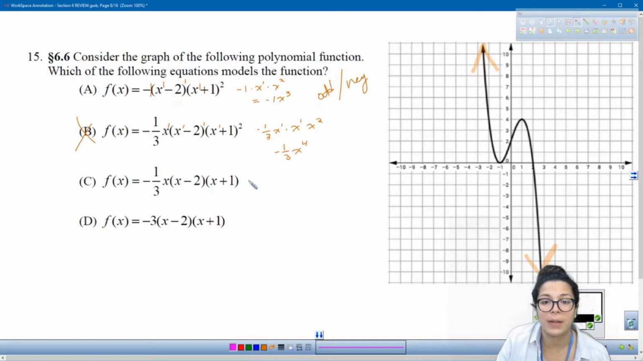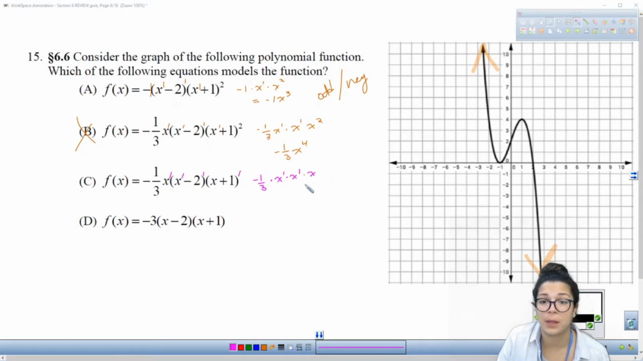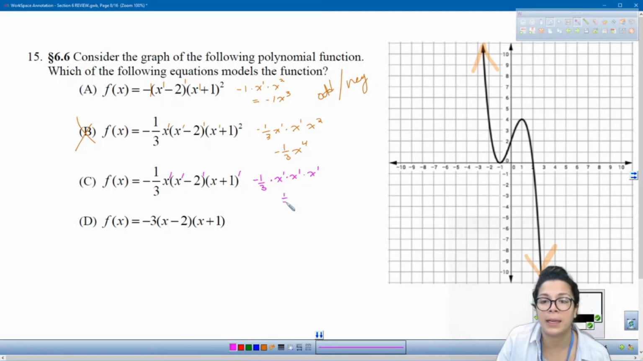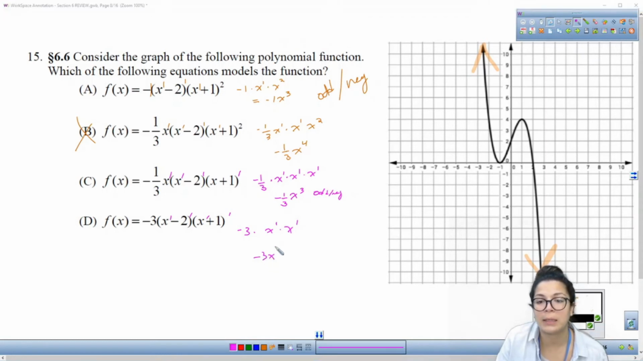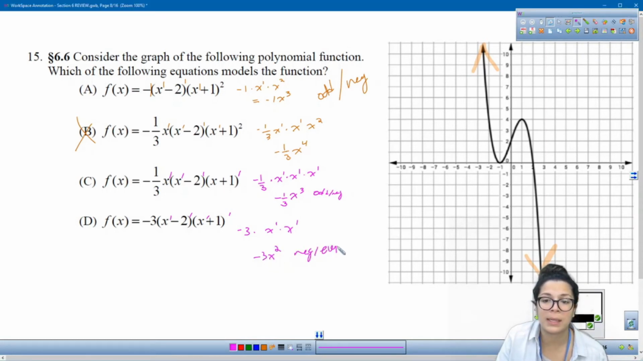Moving on to the next one, we have -1/3 times x to the power of 1 times x to the power of 1 times x to the power of 1. So we actually do have a negative and odd. So this one is still in the running as well. This is also odd and negative, just like the first one. Last one, -3 times x to the power of 1 times x to the power of 1 will be x to the power of 2, right? So this will be negative and even. So that one is out of the running.